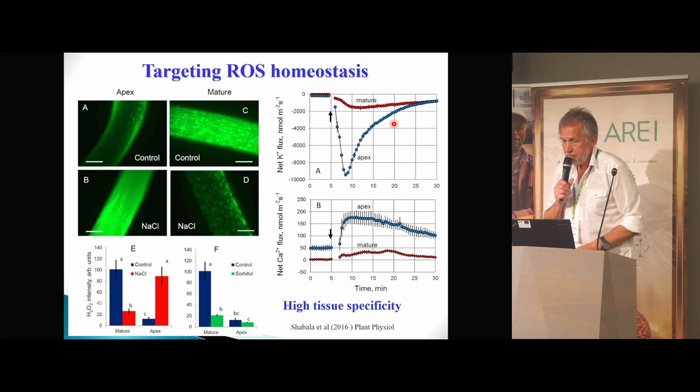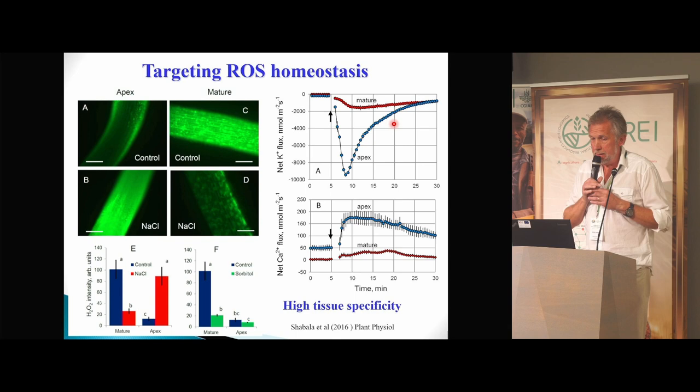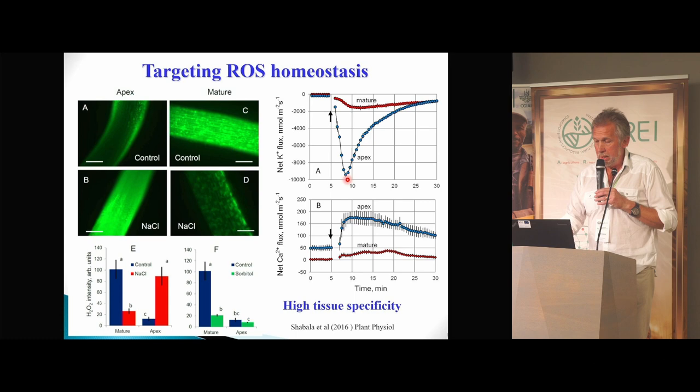Putting ROS in the picture: salinity stress, similar to many other stresses, is associated with the production of reactive oxygen species in the tissues. Once again, we can use dyes to look at the increase in their intensity, but we also look at the sensitivity of different tissues to ROS in experiments with the electrophysiological MIFE technique, and we see an enormous difference in response between the mature zone and root apex in calcium and potassium fluxes.